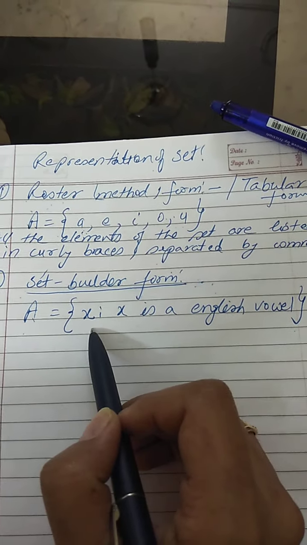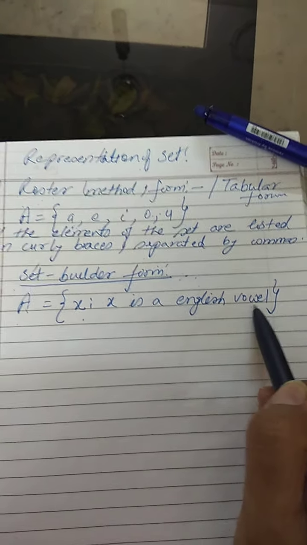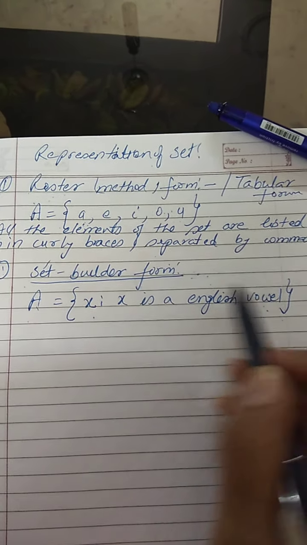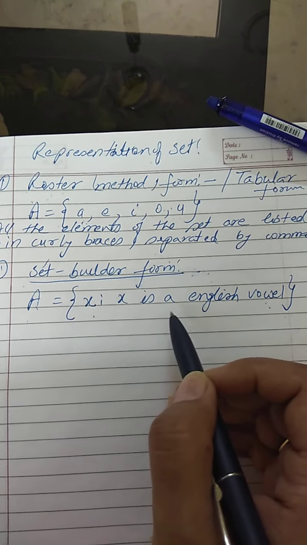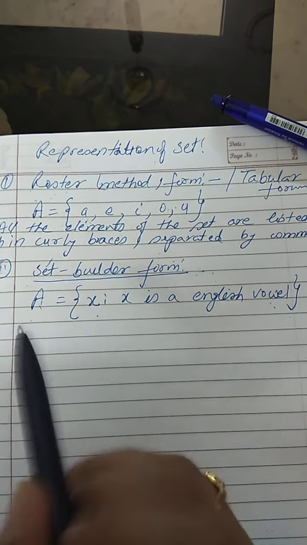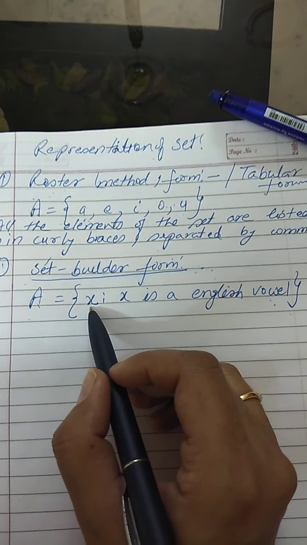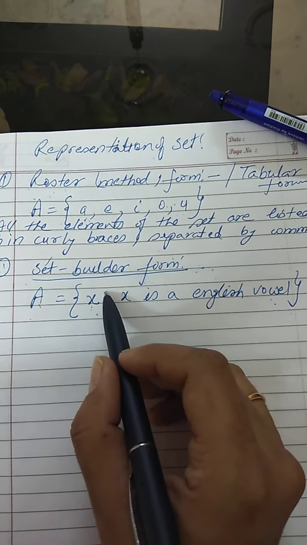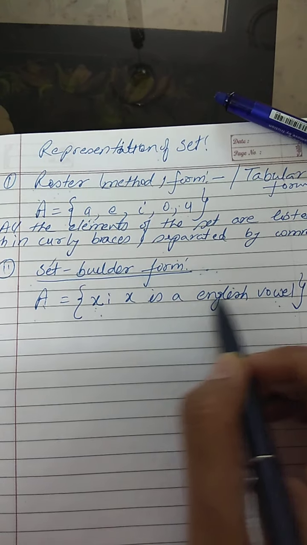Every X, how are we writing? We are writing the formula. Either you say it is the formula, or it is the criteria, it is the property possessed by each and every element of the set. So all X, how will we read it? All X such that X is an English vowel.